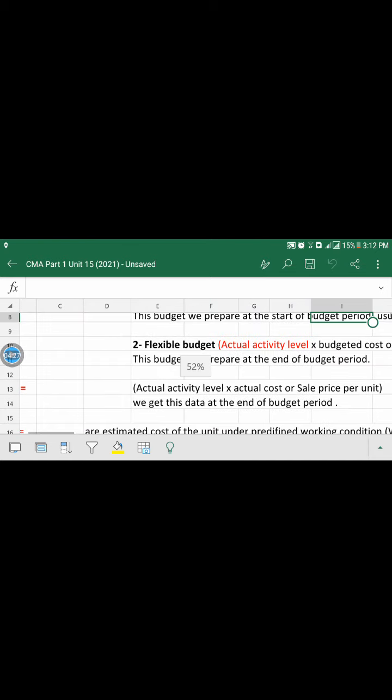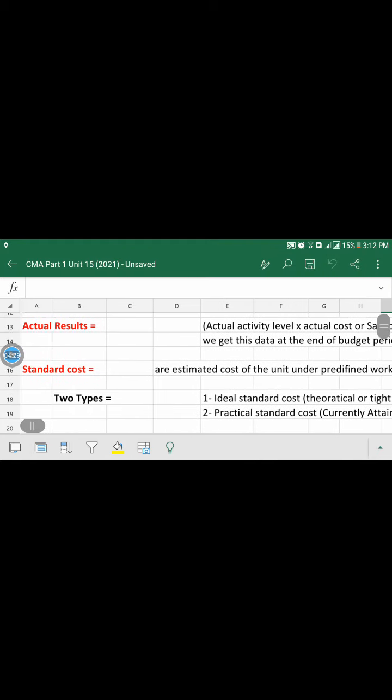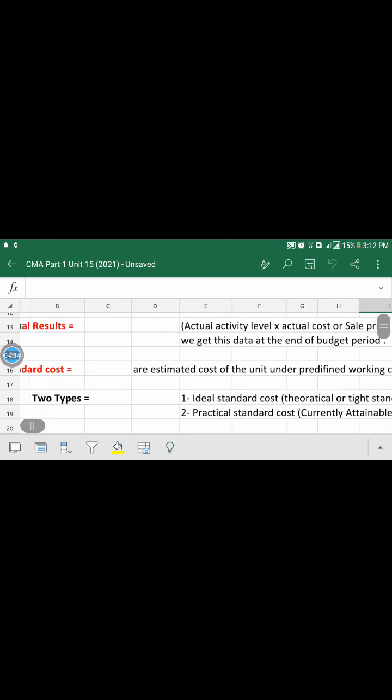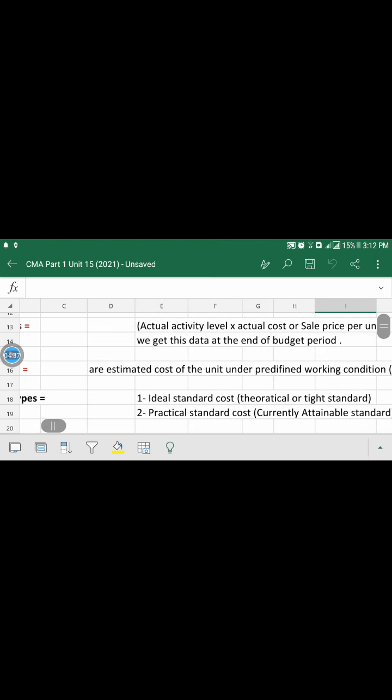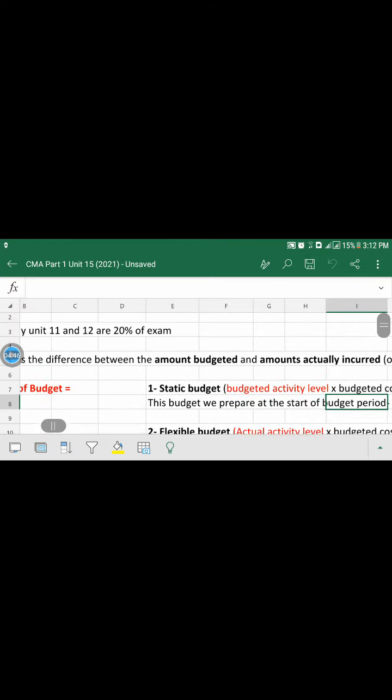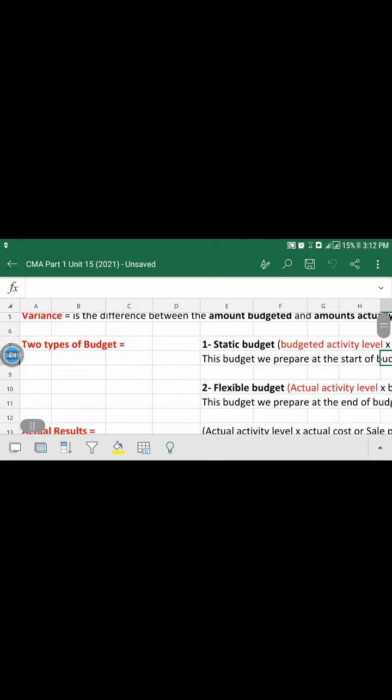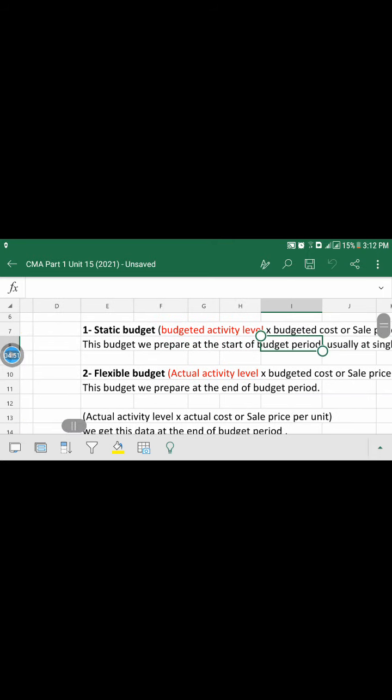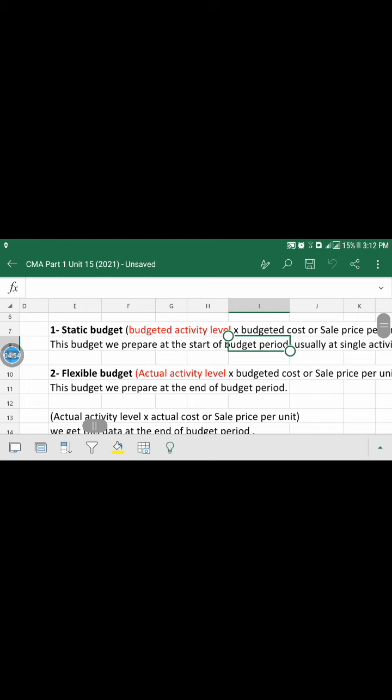It is prepared at the end of the period, and now we are going to study the actual result. What does actual result mean? The actual result represents the actual level of activity into the actual cost or actual sales price. We get it at the end of the period, same as the flexible budget. The difference from the static budget is that the static budget is based on the budgeted activity level, which is budgeted at the beginning of the period, with budgeted cost and sales price.